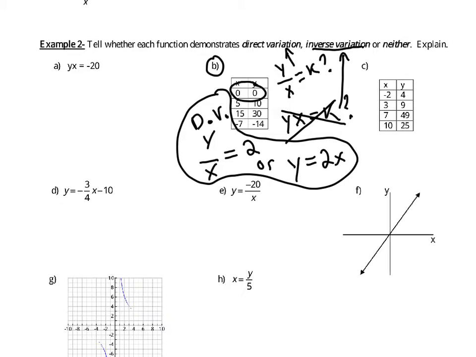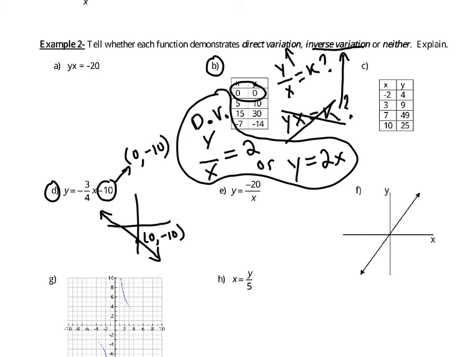So in letter D, I have a y equals mx plus b equation. Notice the y-intercept is negative 10, so that means it passes through the point (0, negative 10). Also, since this is a straight line, it will not pass through (0, 0). In fact, it's going to pass through (0, negative 10). So this one is going to be neither, for the reasons I've suggested. It doesn't pass through (0, 0).